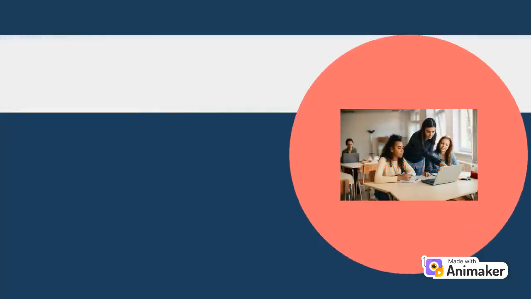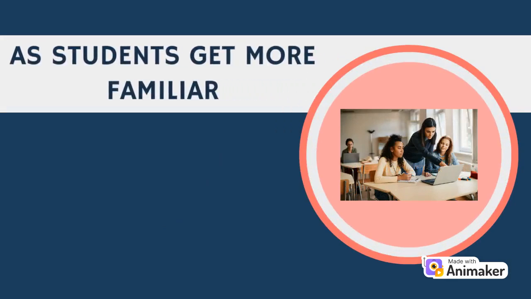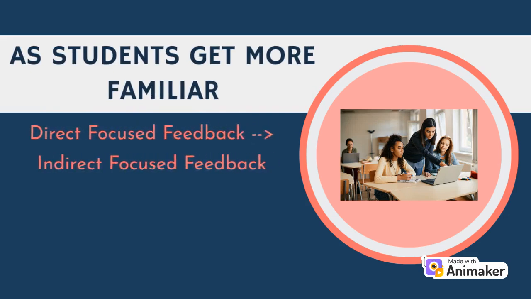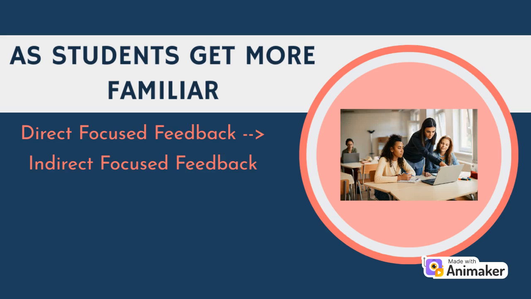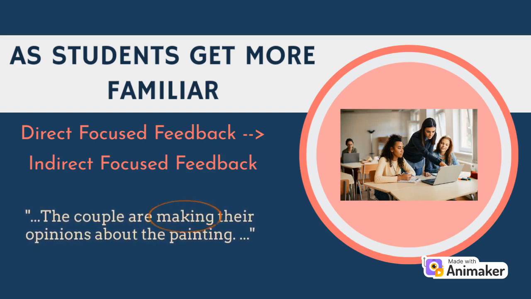As your students get more familiar with this writing task, you can slowly begin scaffolding students to self-correct word choice errors. This can be done through gradually providing direct feedback on an increasingly smaller percentage of errors while still highlighting the remaining errors but without providing the corrected forms. This is providing students indirect focused feedback.